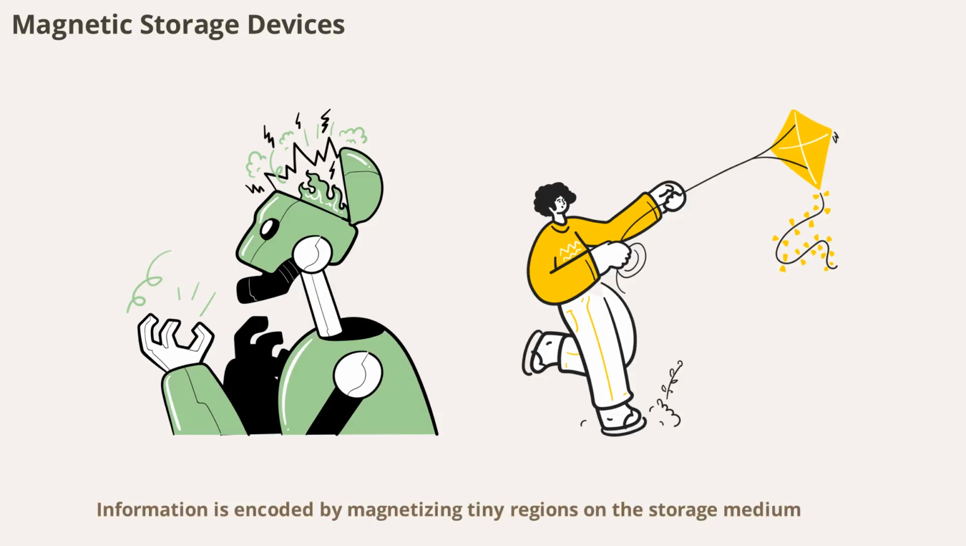Information is encoded by magnetizing tiny regions on the storage medium, which can be read by sensitive magnetic sensors. The reliability and capacity of these devices depend on the quality of the magnetic materials used. Magnetic storage remains a cornerstone of modern computing and data management.